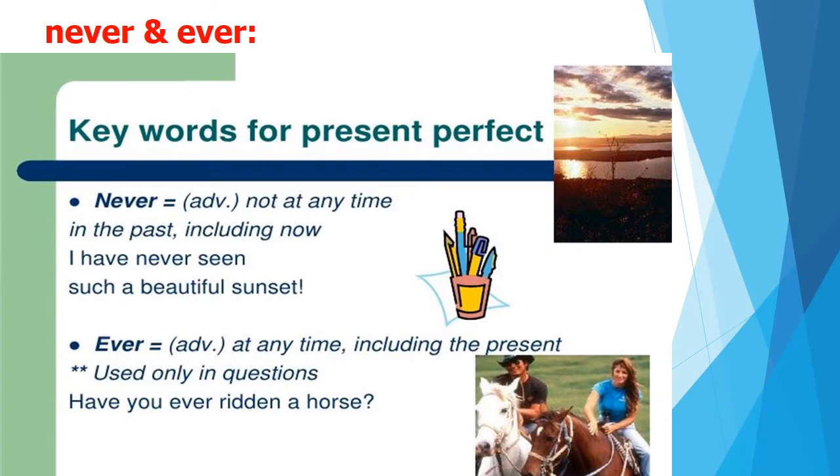Ever and never. Keywords for present perfect. The word never means not at any time in the past, including now. For example, I have never seen such a beautiful sunset. The word ever means at any time, including the present. It's used in questions. Have you ever ridden a horse? We rarely use the word ever in affirmative sentences.